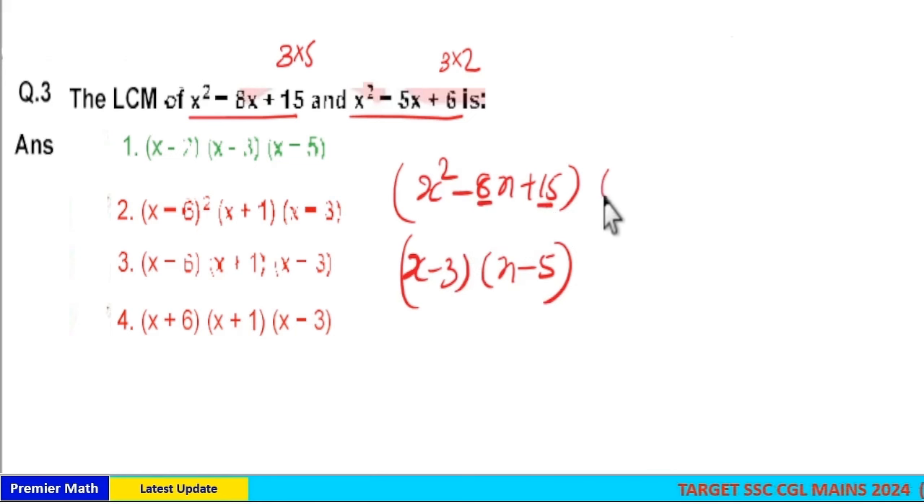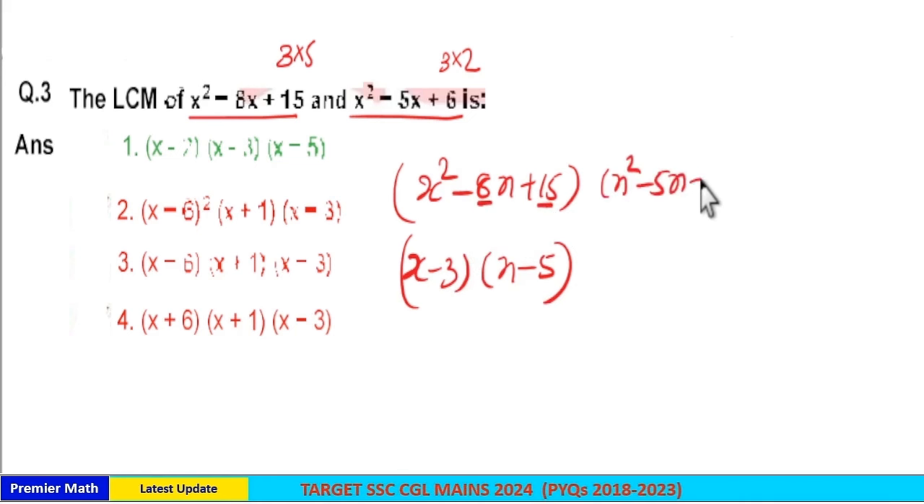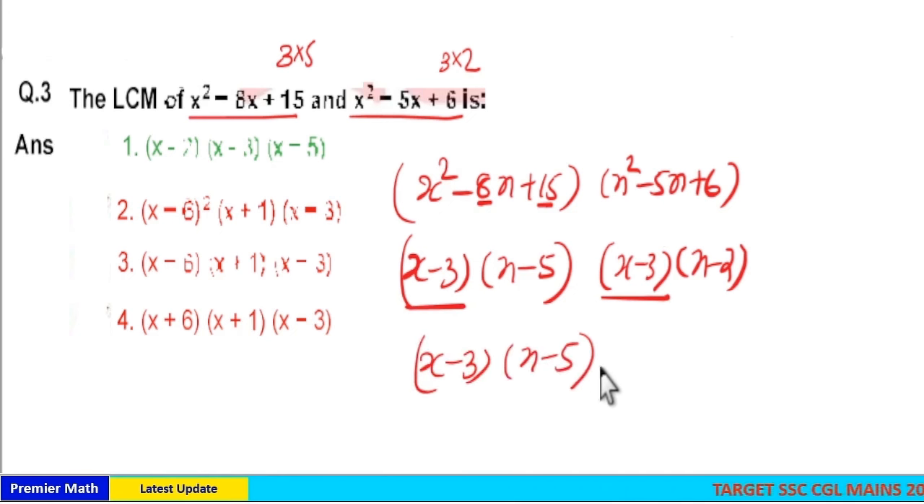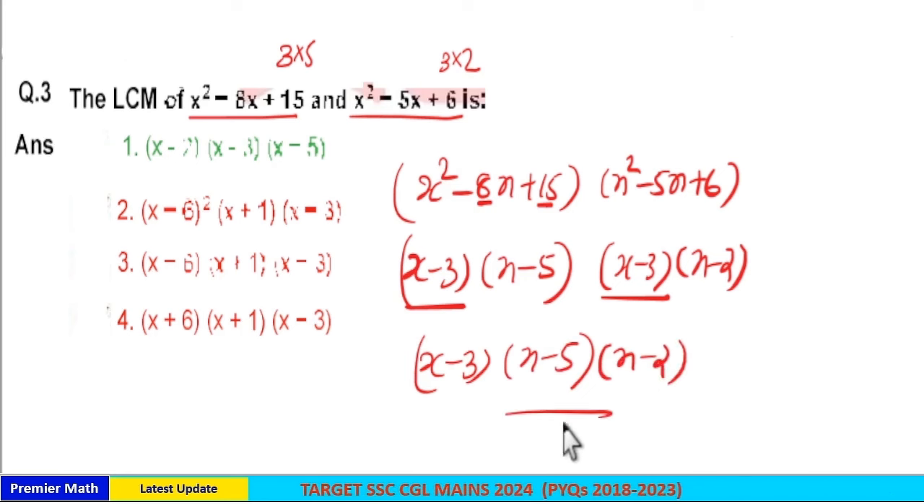Same way here, x square minus 5x plus 6. I can write it as 3 into 2 is 6 and 3 plus 2 is 5. x minus 3 into x minus 2. Now minus 3 into minus 2 is plus 6. Minus 3 plus minus 2 is equal to minus 5. Now here x minus 3 repeated 2 times. So take 1 x minus 3 out of this 2. And remaining you have x minus 5 into x minus 2. So this is LCM.